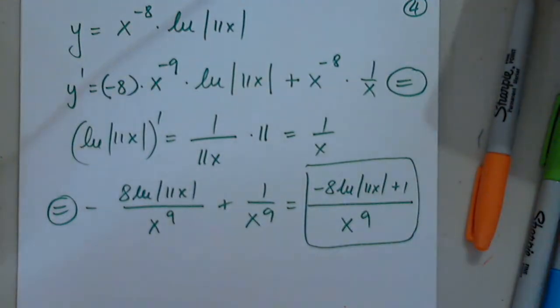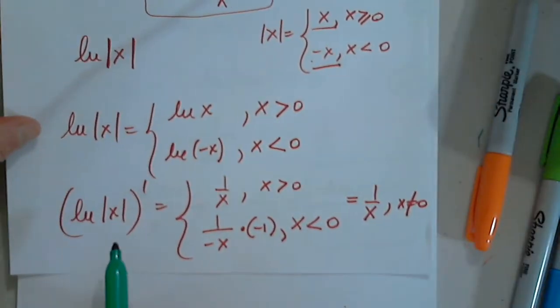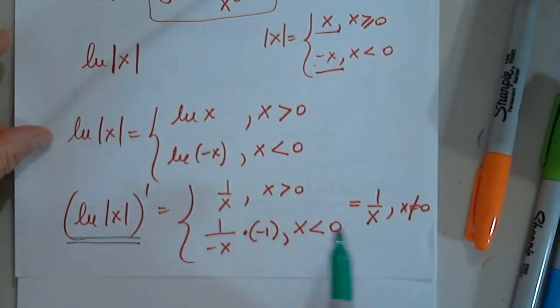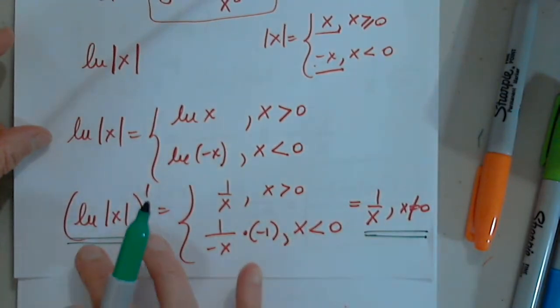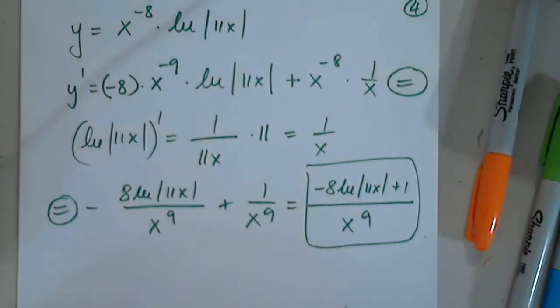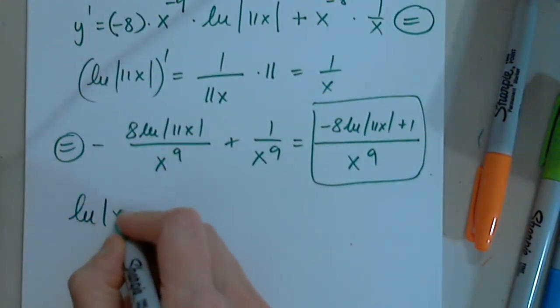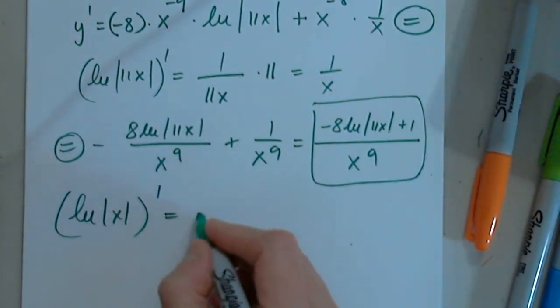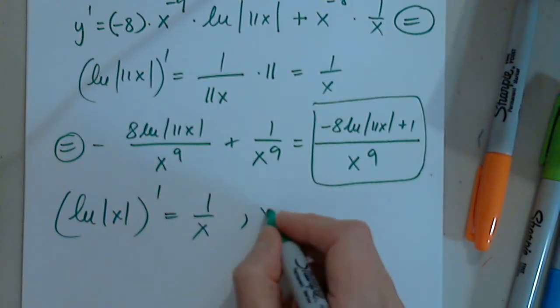So the bottom line here is this. Let me write it one more time. The natural log of the absolute value of x prime equals 1 over x. Of course, x cannot be 0.